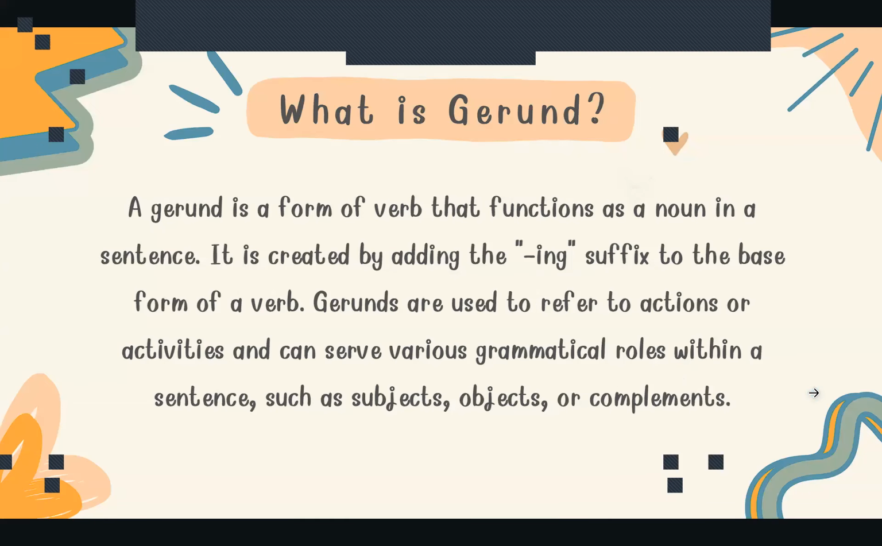Our group is about gerund and infinitive. Let's start with gerund. What is a gerund? A gerund is a form of verb that functions as a noun in a sentence. It is created by adding the -ing suffix to the base form of a verb. Gerunds are used to refer to actions or activities and work in a sentence as subjects, objects, and complements.